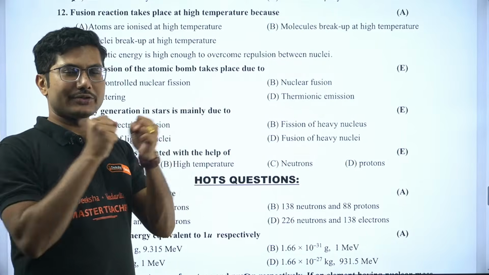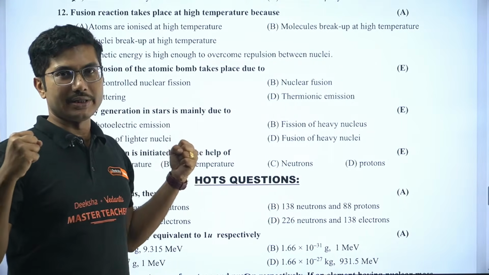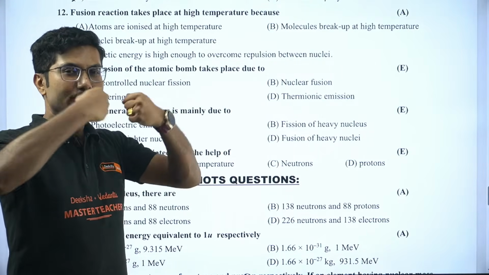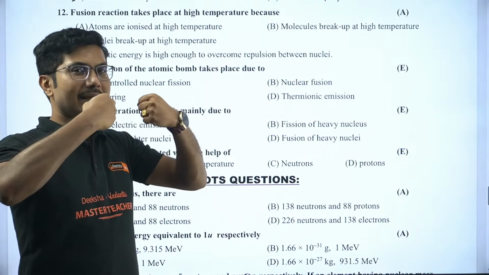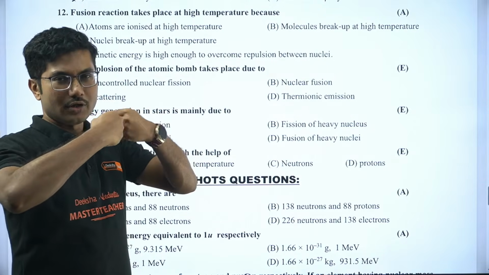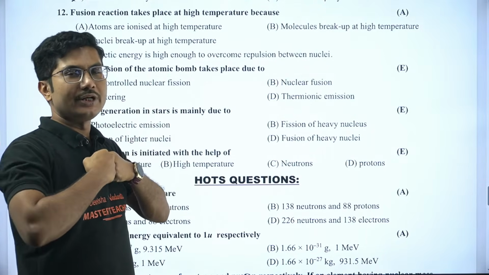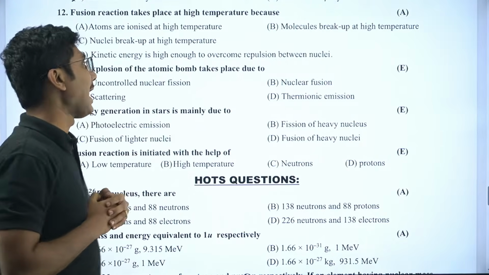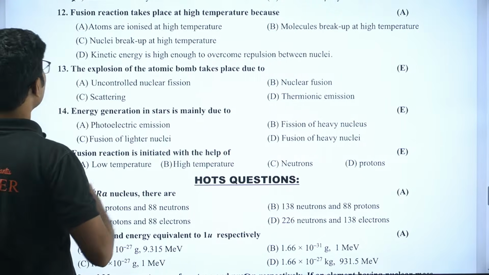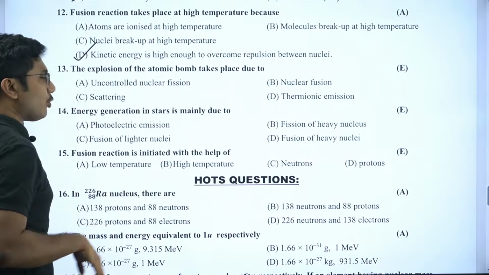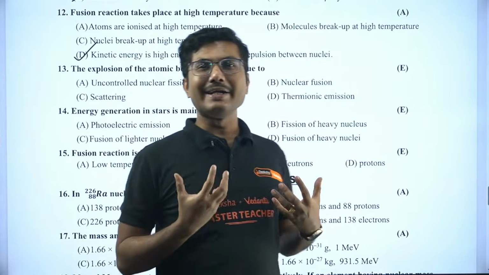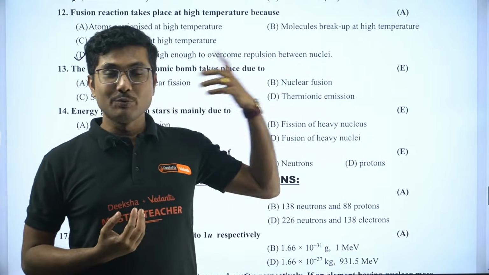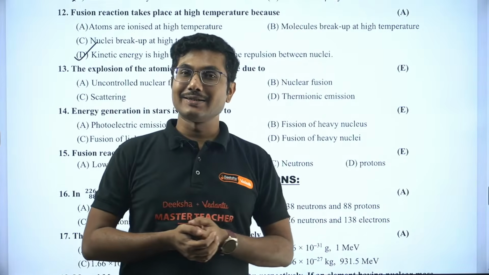Nuclei always try to break up to find stability, but when you are fusing two stable nuclei, they are repelling each other with a very high force. To combine them together, you need a very high amount of kinetic energy, and to gain that kinetic energy, you have to provide them with a very high temperature. For example, a few billion degrees Celsius that is there in the sun.